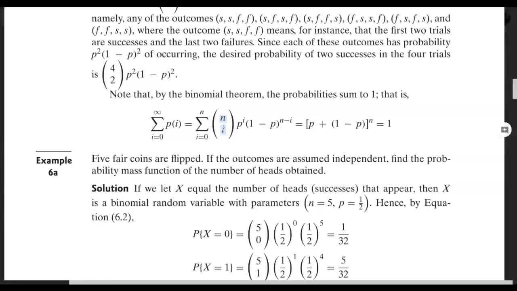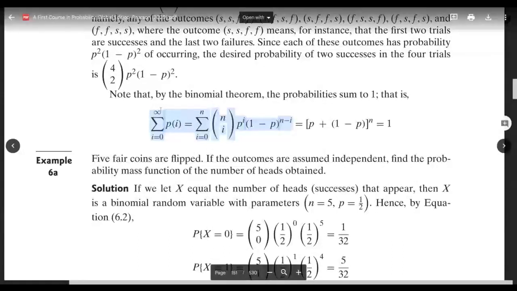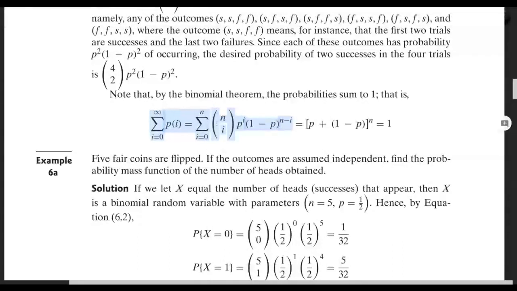So out of n, choose these i successful ones. So we'll have this binomial. This is very interesting, by the way. You know, this is from the infinite world coming to the finite world. And to calculate this, that's (p plus 1 minus p) raised to n. And this equals 1.